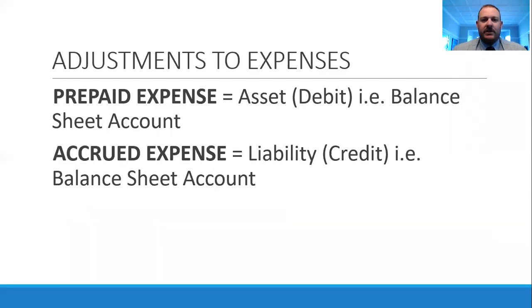Just to start off with, these adjustments to expenses, remember we are dealing with the matching principle, so we are matching our expenses for that 12-month financial period. There are two examples here of the adjustments that we'll be making. The one example is when we have a prepaid expense. That means we've paid too much for a particular expense in that 12-month period.